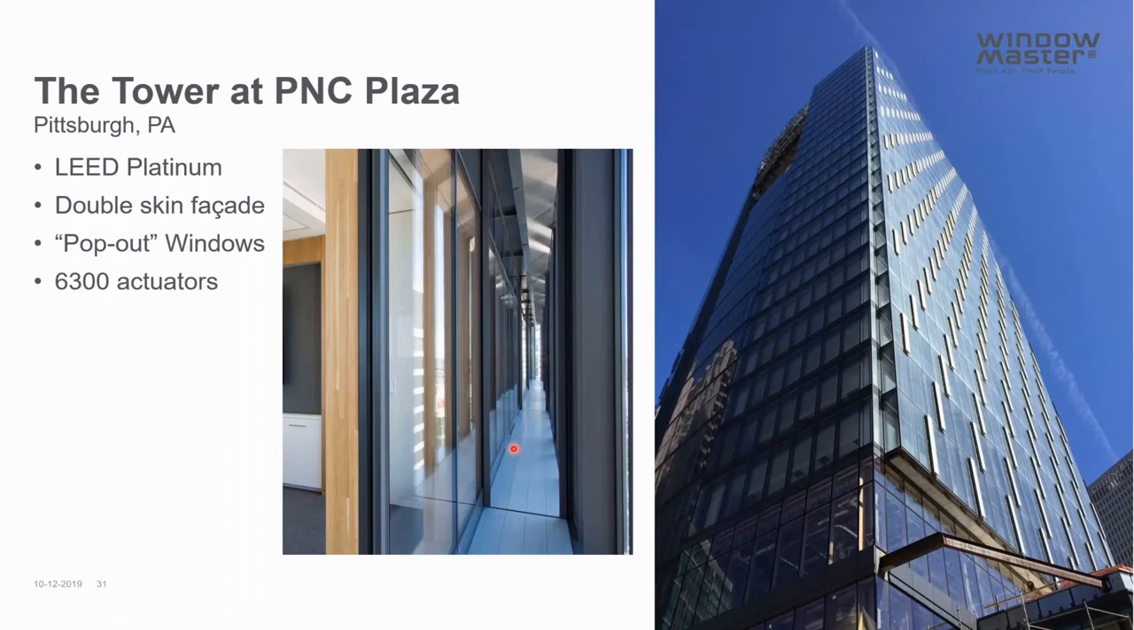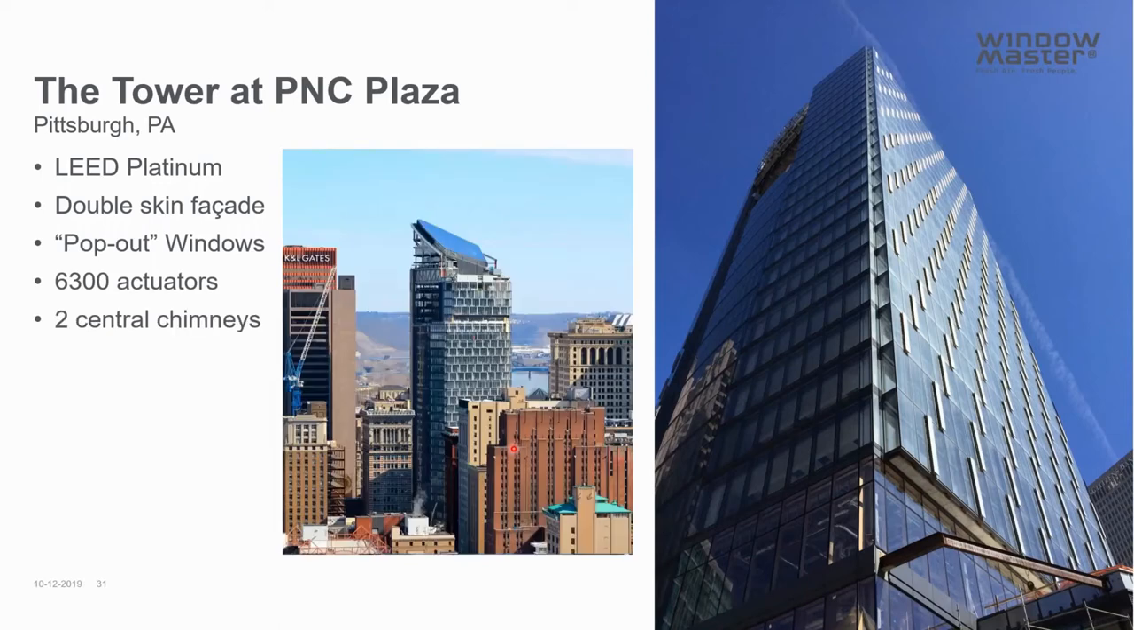The pop-out windows and the internal vents are controlled by more than 6,300 actuators. In this building, it would also be too wide to have a cross ventilation principle. So to utilize the stack effect to pull the air through the facades and make sure that all occupants are provided with fresh air, they utilize two central chimneys in this building.